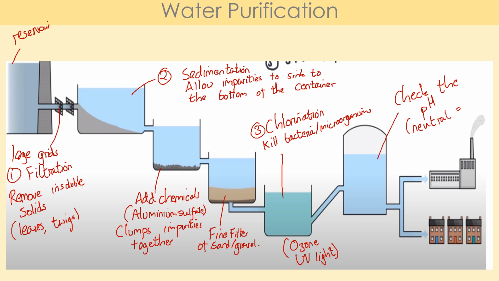And that is a pH of 7. Well done if you remember the pH of 7 there. If it's not neutral, we can add things to it to get it back to being neutral again. But we've got 3 stages here. We've got our filtration, sedimentation, and chlorination. Those are the 3 main parts we need to know. Want to check the pH. Off it goes to factories and homes, and it is now potable, so it is safe to drink.